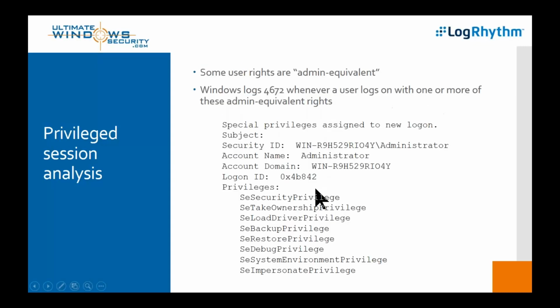Now, the next cool thing is whenever someone logs on with one or more of these admin equivalent rights, then Windows logs event ID 4672.